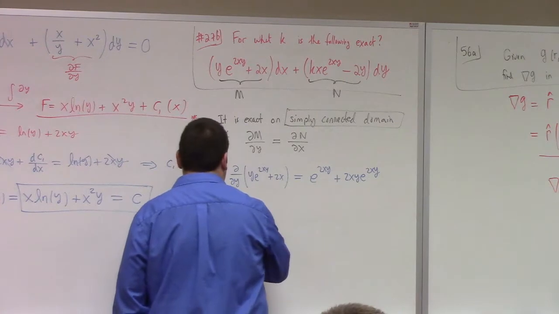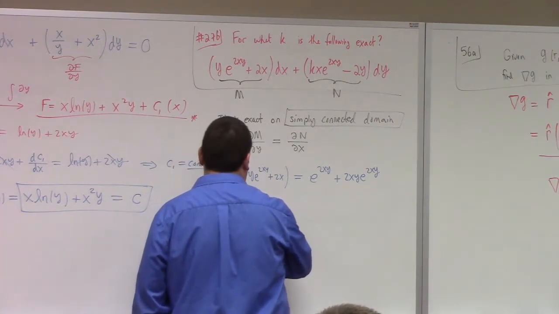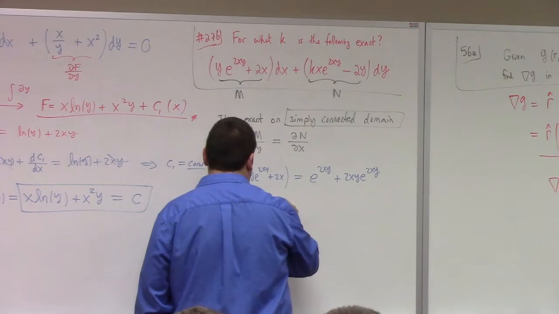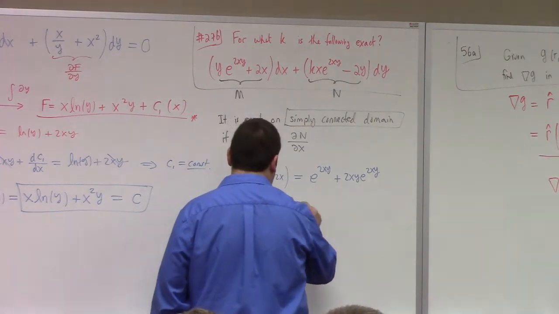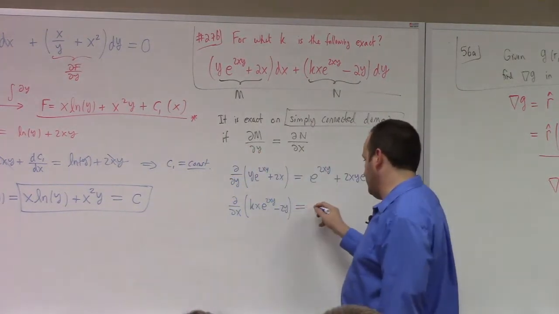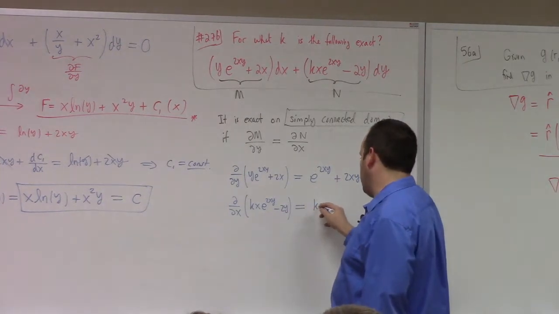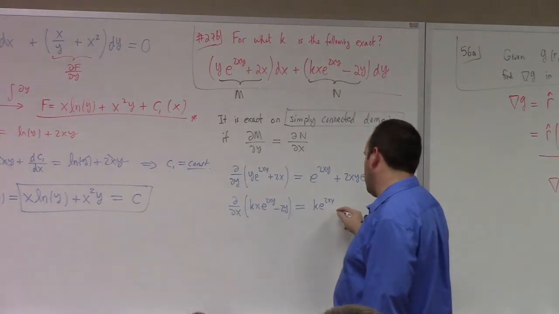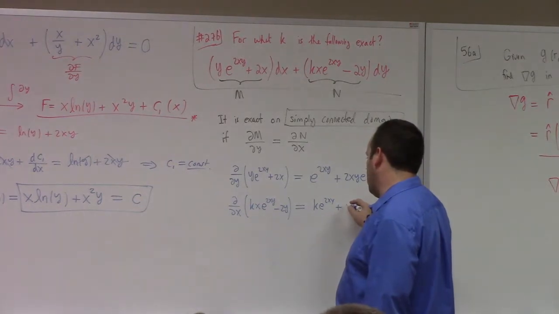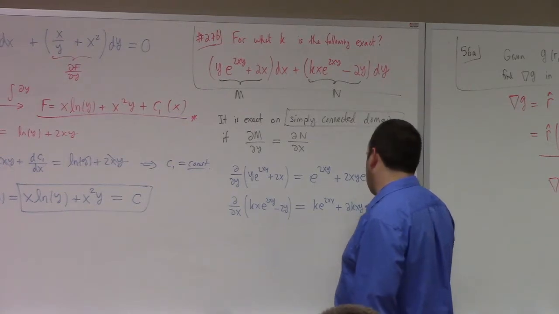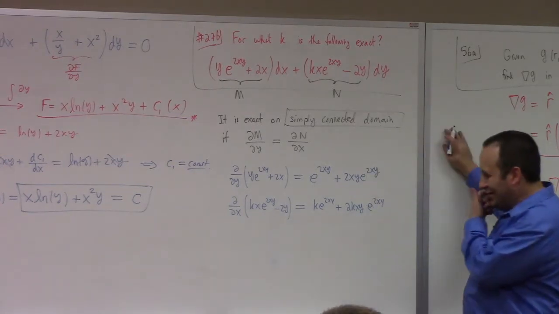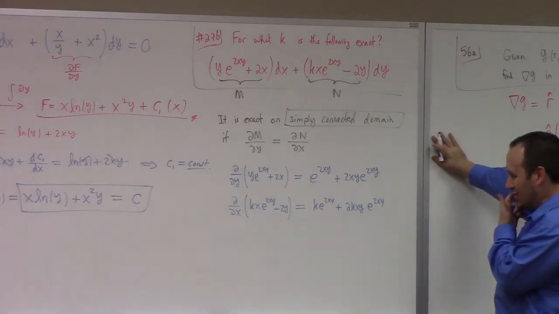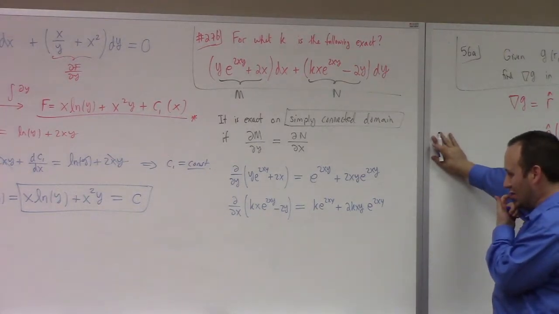Partial N partial x, partial x of kx e to the 2xy minus 2y, what do we get? Well, I think we get k e to the 2xy plus 2kxy e to the 2xy. Let me check on that.